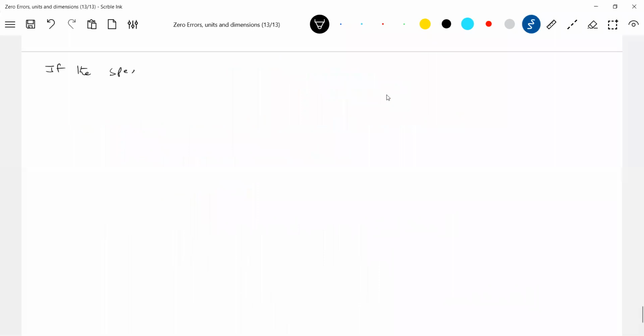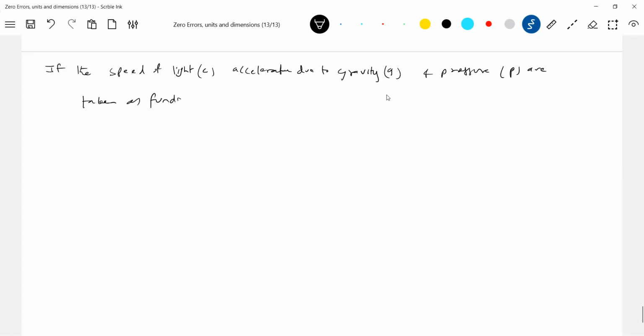One more large problem in this. If the speed of light c, acceleration due to gravity g, and the pressure p are taken as fundamental units, find the dimensions of the gravitational constant. Okay, I brought some really different quantities here.